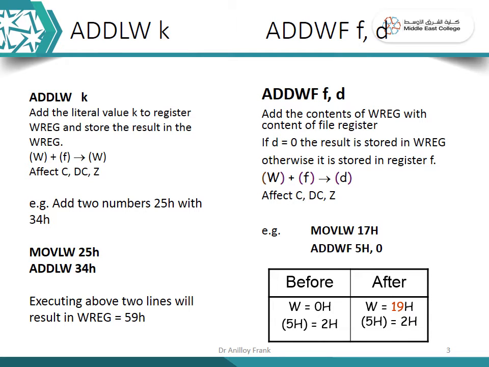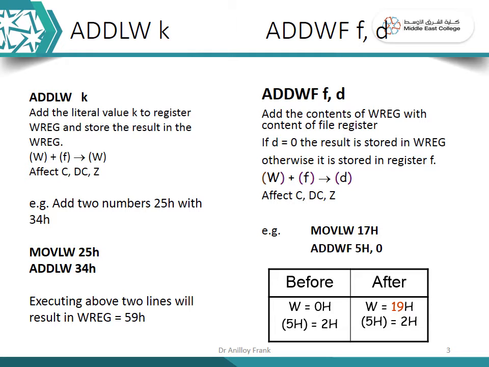As seen earlier, the ADDLW instruction adds a value to the W register. The first instruction, MOVLW 25, copies the value 25 into the W register. The ADDLW 34 will add 34 to the W register. Upon executing the two lines, the result in the W register will be 59H.